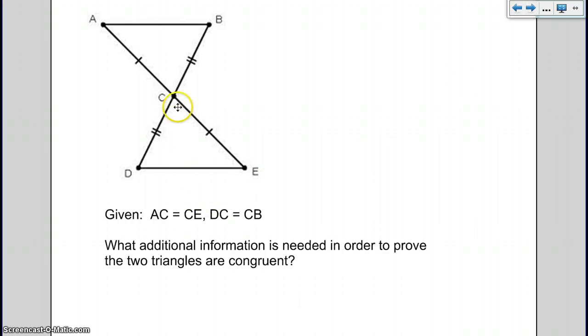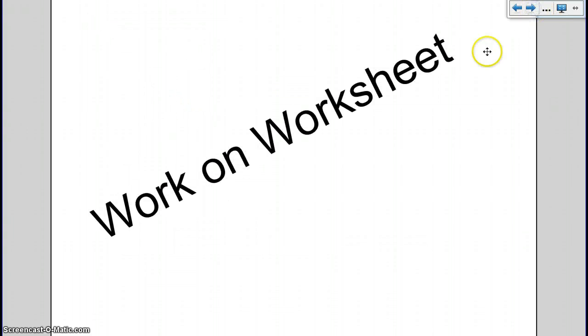Given AC is equal to CE and DC is equal to CB, what additional information is needed in order to prove the two triangles are congruent? Well, I know that I have two sides that are congruent, this one and this one, and this one and this one. I know I have two angles that are congruent because they are vertical angles right here, which means I have SAS. That's all.